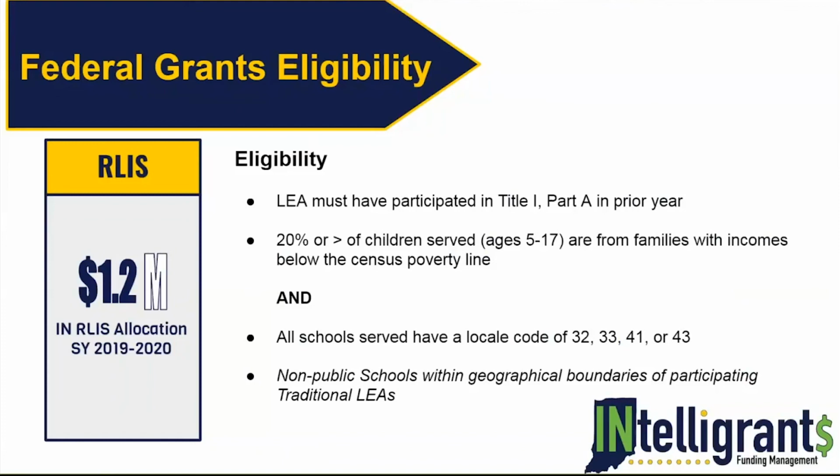RLIS funds are available to any LEA and subsequent non-public school located within an eligible participating LEA's geographical boundaries who meet all of the following criteria. The LEA must have participated in Title I Part A in the prior year. 20% or greater of children served, ages 5 to 17, are from families with incomes below the census poverty line, and the LEA has a locale code of 32, 33, 41, or 43. Note that eligibility for this funding stream is dependent upon census poverty figures rather than free or reduced lunch figures.